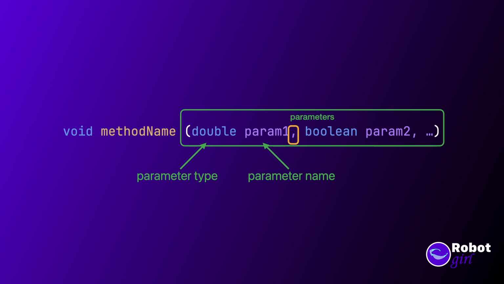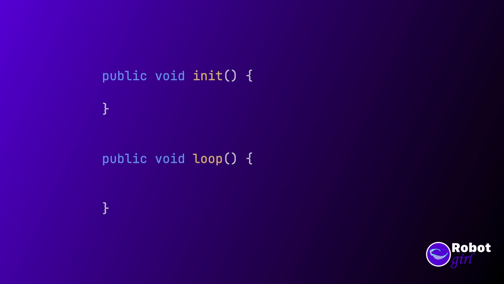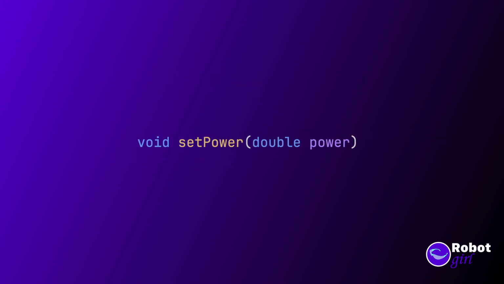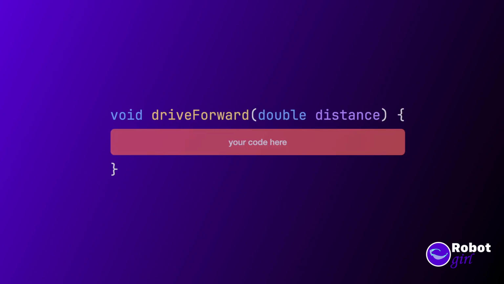It's not mandatory for a method to have parameters if it can get the input it needs from some other place. Look at the init and loop methods in your op mode. No parameters, just an empty pair of parentheses. On the other hand, sometimes parameters are very necessary. Look at the setPower method. It has one parameter, power, which is a double. The method definition looks like this. The last thing you need to define your own method is a curly bracket block that will hold all of the code that the method will run when it's called.